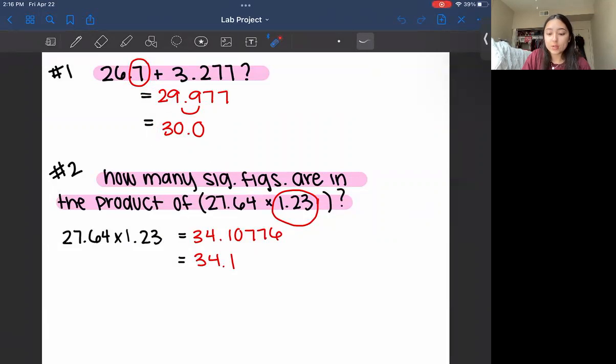Trailing zeros are significant after a non-zero number. So this is a non-zero and these are the trailing zeros. They're significant. Number two, if you multiply these numbers, you want to have the smallest amount of significant figures in the smallest number in the problem. So for example, if you multiply, you get this number, and this would be the smallest number in the problem, and it has three significant figures. So you want your answer to be three significant figures. So you take it and you get 34.1.